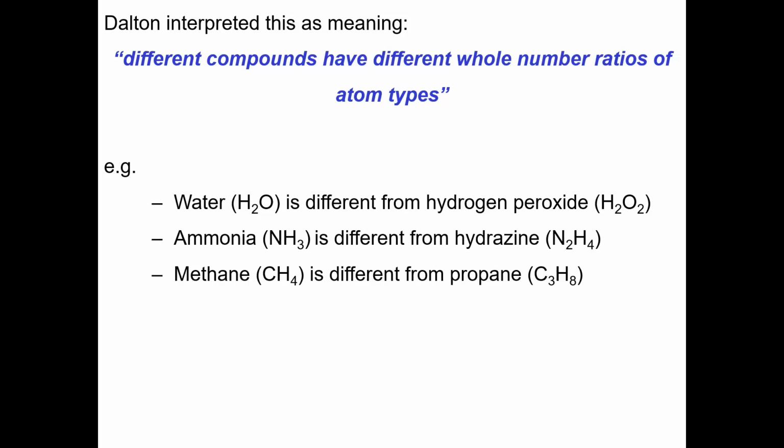Methane forms when carbon and hydrogen react in a 1-to-4 ratio, and methane is a different compound from propane, which forms when carbon and hydrogen react in a 3-to-8 ratio. So what we're really saying is different compounds have different whole number ratios of atom types.